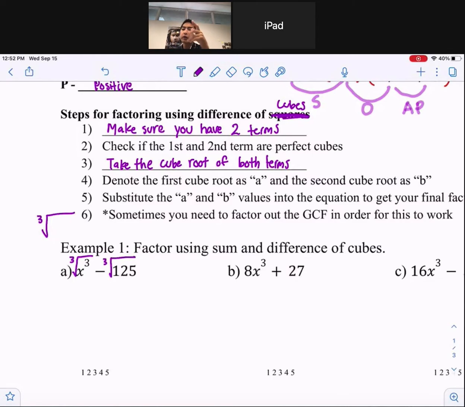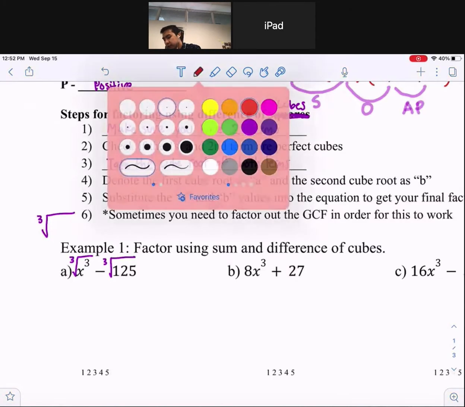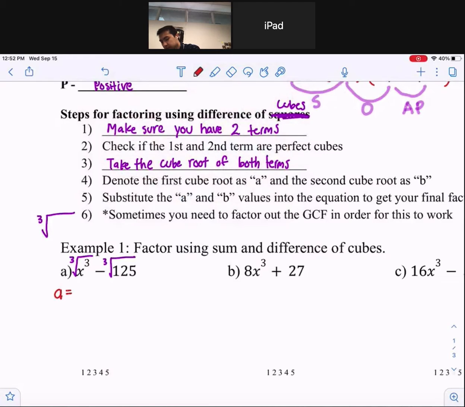Once we find the cube root, that is going to be denoted as our a and b variables. So the cube root of x to the third is x. Would you agree? I think so. x times x times x is x to the third. So that is the cube root. What is the cube root of 125? It's 5. 5 times 5 times 5 is 125. So our b value is 5.